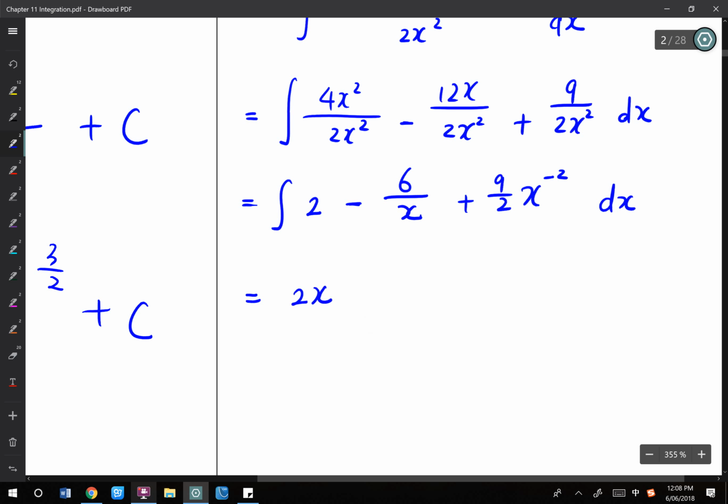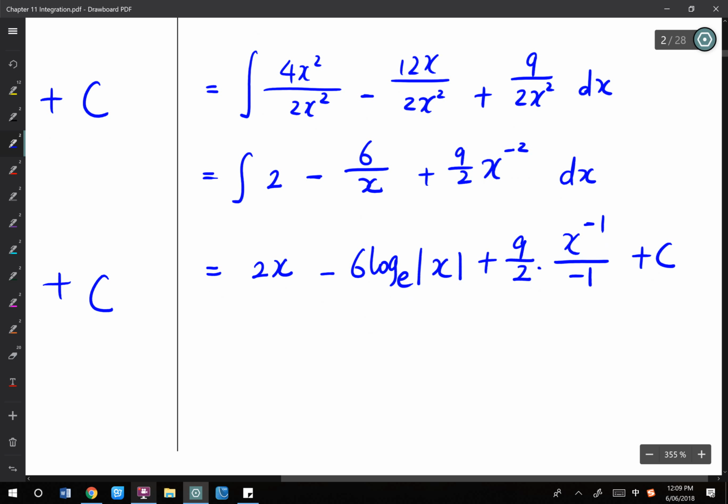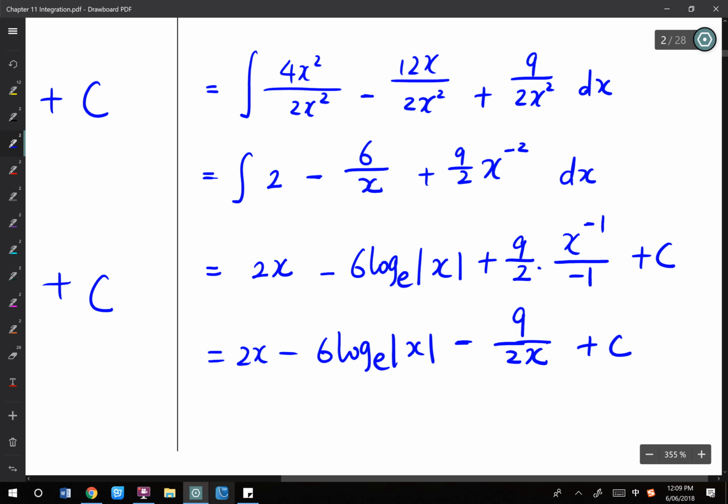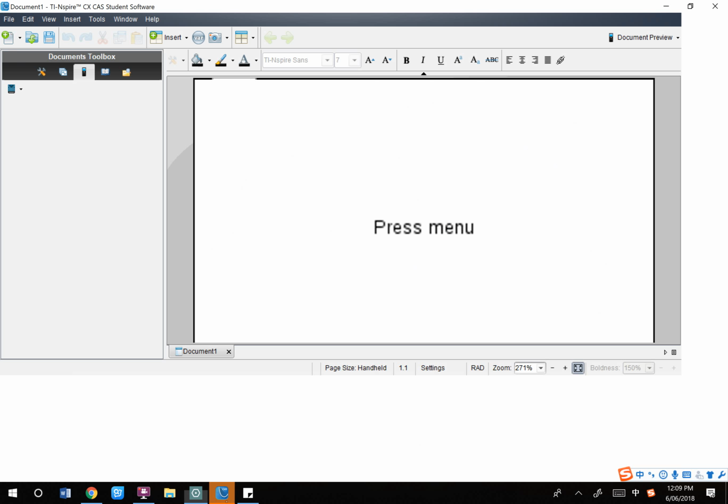So now I'm doing anti-diff. 2x minus 6 log e absolute x plus 9 over 2, okay, so it's x to the power of minus 1 divided by minus 1 plus c. So now this can be changed to minus 9 over 2 and x at the bottom plus c. Okay, that's the first four. Well, first four is quite straightforward.